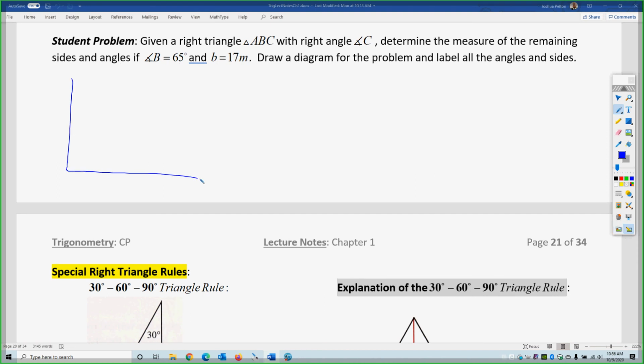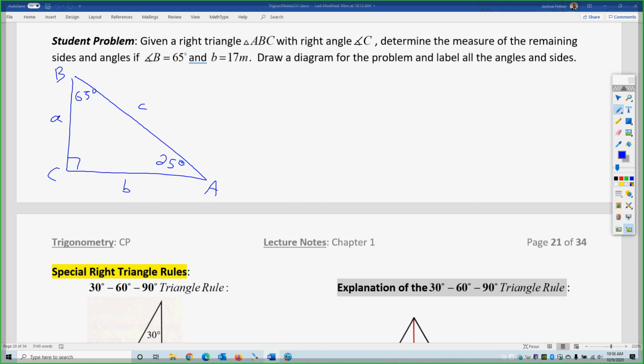Alright, so given a right triangle, you can draw it any way you want, as long as this is the C. So that's lowercase c. And either one of these can be B or A, it doesn't really matter. So in this case, we'll put B up here for 65 degrees, which means this is side B, and this is side A for the lowercase letters. Alright, so adding them up to 180, that's 25 degrees. So that gives us our 90 degrees total, 180 for the whole triangle.